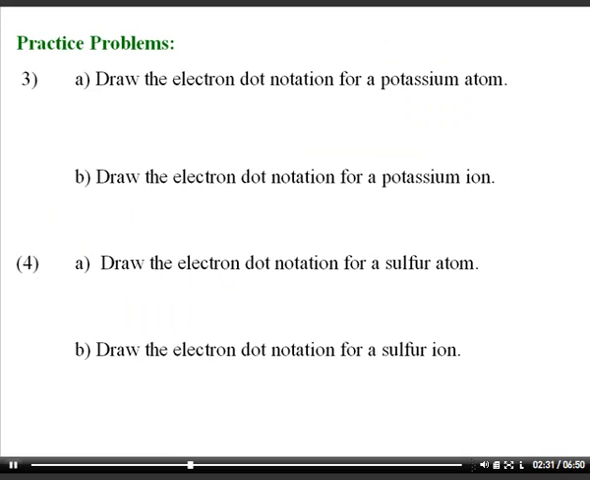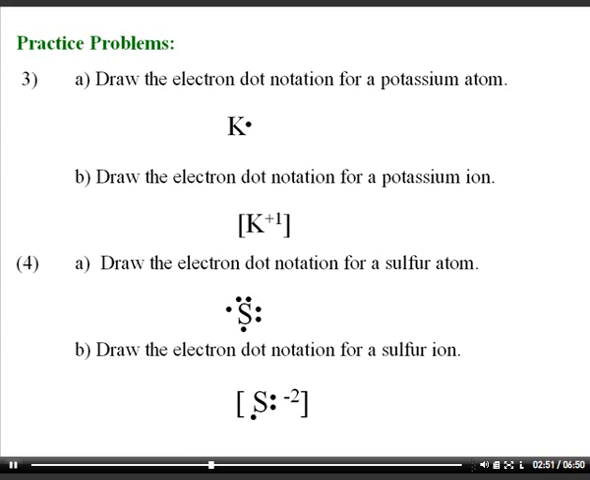And then we did practice problems just drawing the dot symbol for an atom versus the ion. The potassium atom has 1 valence electron. The potassium ion has no valence electrons anymore because it lost the electron, so it has a +1 charge. The sulfur atom starts out with 6 valence electrons, and when you have a sulfur ion, it will gain 2 extras, so that's why it has a -2 charge.